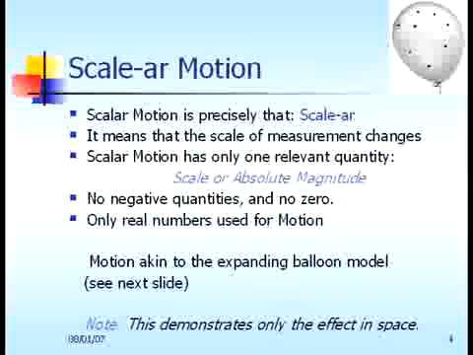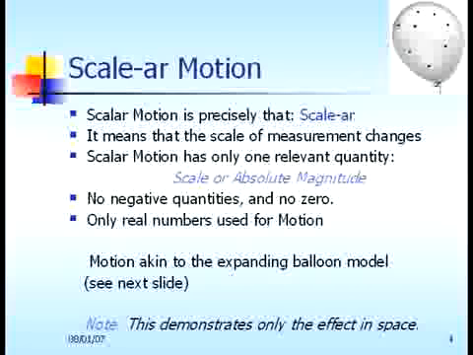It means that the scale of measurement is changing. Scalar motion has only one relevant quantity, scale, also called absolute magnitude. There are no negative quantities and no zero. Only real numbers are used for motion.